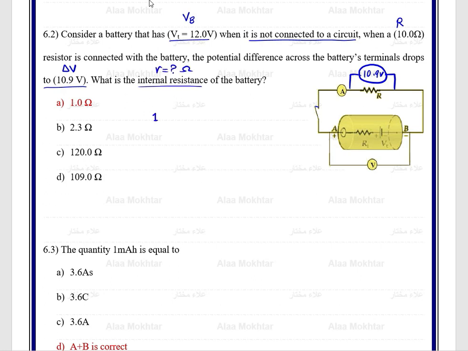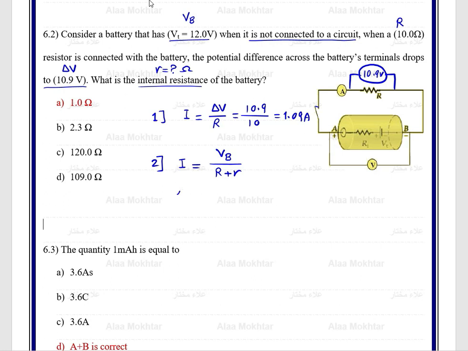The first step, I can calculate the current passing through the circuit from delta V, the potential drop across the resistor, divided by R. It means 10.9 divided by 10, which equals 1.09 amp. The second step, we know that I equals V battery over external resistance plus internal resistance.